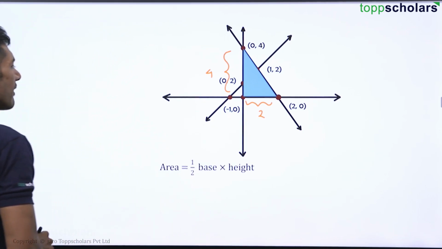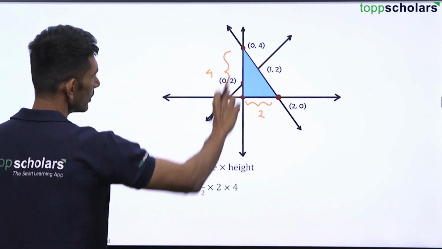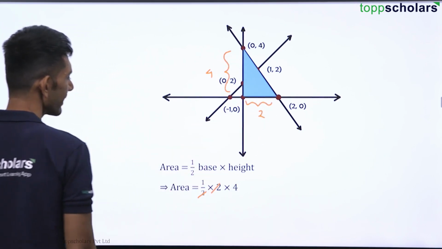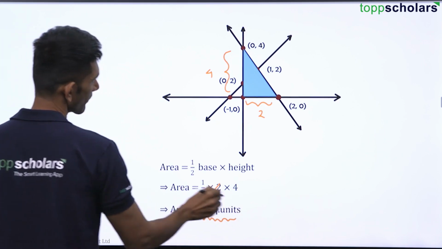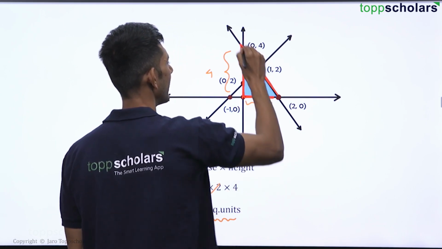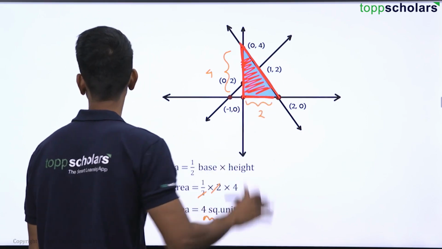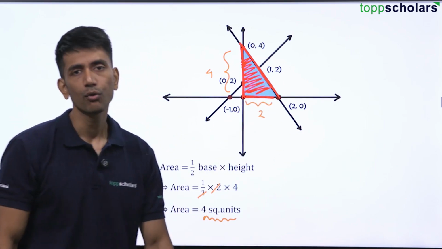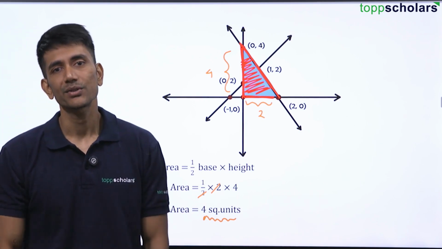The area is given by half into base into height. That is half into 2 into 4. The base is 2, the height is 4. The area is 4 square units, between the x-axis, the y-axis and the lines. So this is the triangle formed, and the area is 4 square units, which is the final answer. This was asked for 4 marks, an easy question again, right?